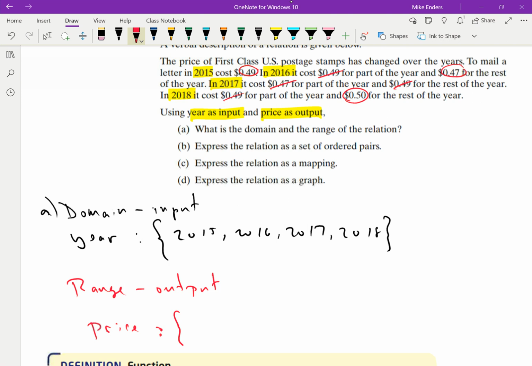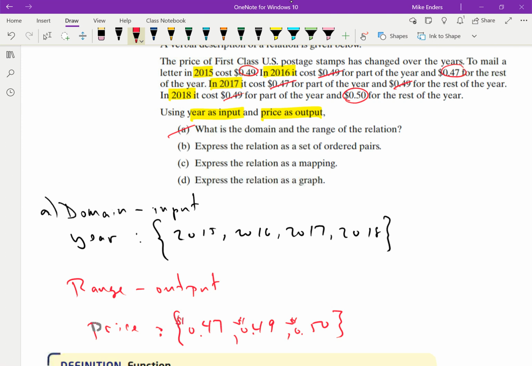Generally, although it's not required, we do like we did the years, we also put these in numerical order. So I've got 49, 47, and 50 cents. So I'm going to write the 47 cents first, then the 49 cents, and then the 50 cents. And we could put the zeros in front if we want. Also put the dollar symbol. So that we say, okay, we got 47 cents, 49 cents, 50 cents. So that is the domain and the range of these relations.